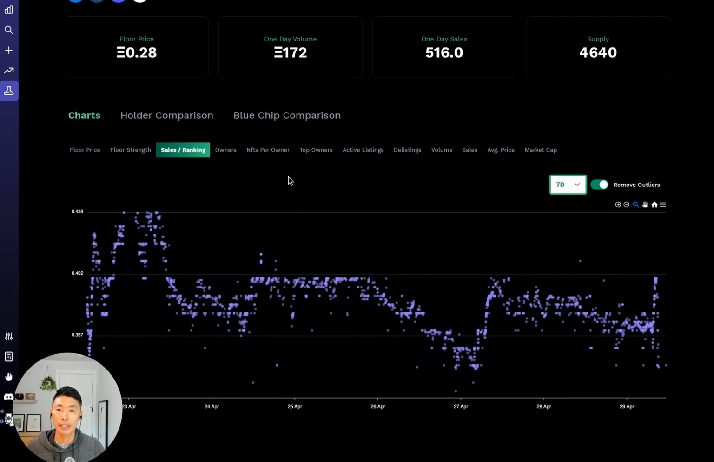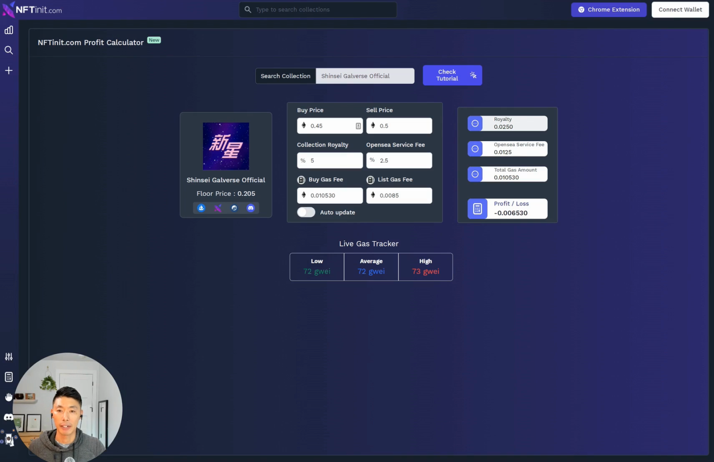Now, the third thing that I want to show you in NFT Init is the profit calculator. So there are some hidden fees, or not hidden fees, but fees that you need to calculate if you're going through a transaction. So this, for example, I bought into Shinsei Galverse. I bought in at 0.45 before the reveal. Now the floor price right now is, I think, 0.2, or 0.205. So right now it's probably about half of what I bought into. But what would the break even point be for me to get my money back after all of the fees?